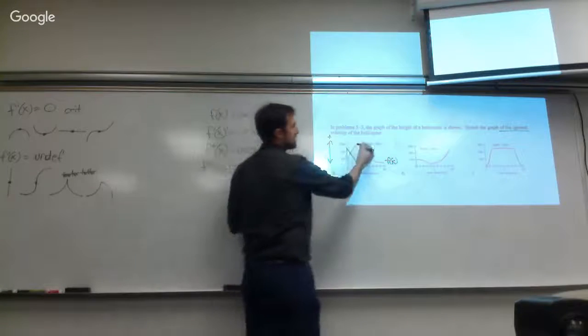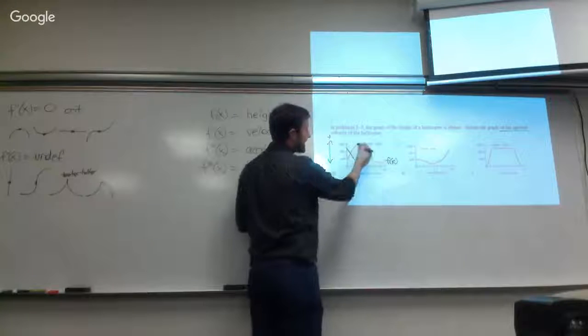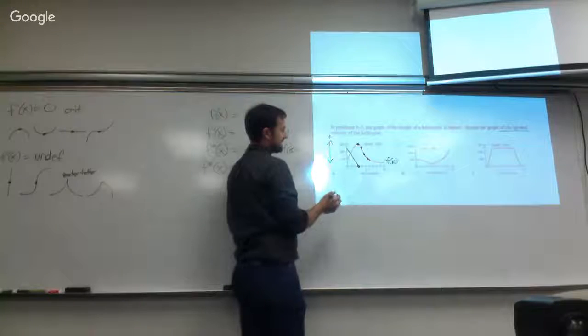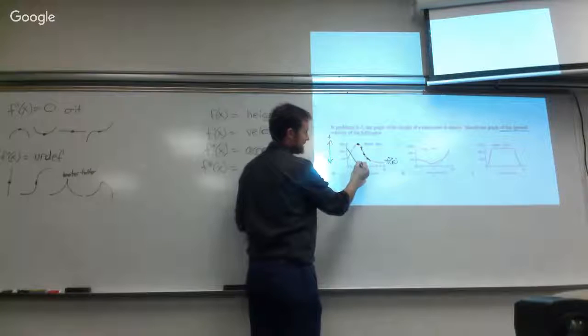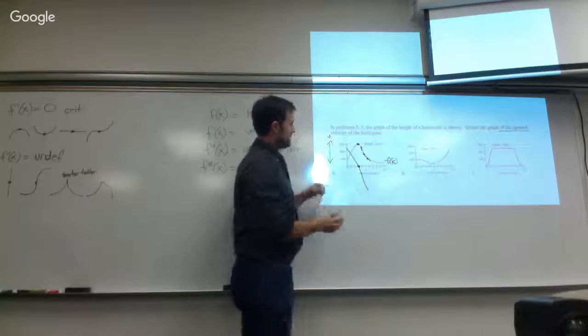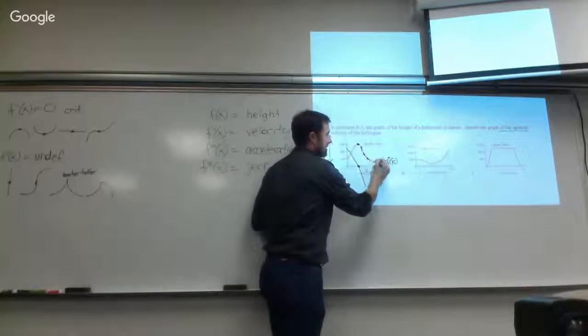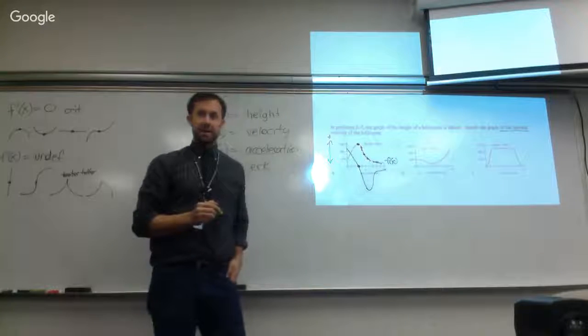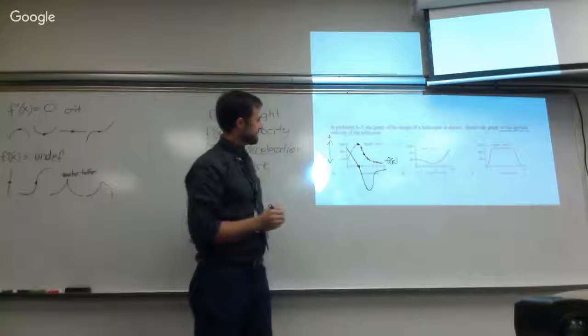So now that the helicopter is coming down, it has negative velocity. And notice that at first, the slope is very steep. So that means its downward velocity is incredibly fast. But then later on, its downward velocity levels off. And so it's getting less and less fast towards the end. So it looks something like that.